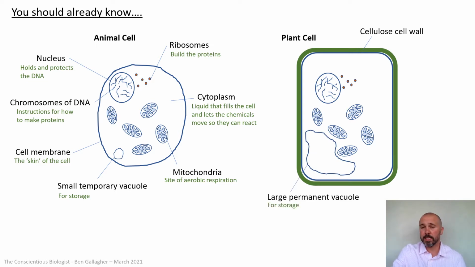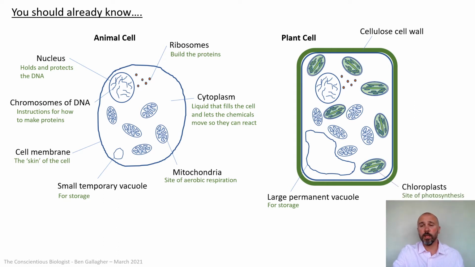As well as the ordinary stuff, the nucleus, the ribosomes, the mitochondria, they might have a large permanent vacuole, and of course they will have chloroplasts, which are the site of photosynthesis. Now you've got to know all those things for these two cells, but what we're going to do in this video is expand on all of these structures and add a few more.